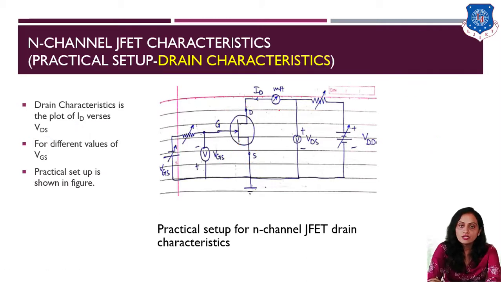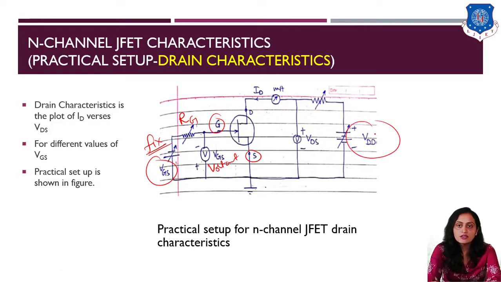What are we doing over here? From gate to source, we are applying VGS, and we will fix this VGS first, and we'll keep this VGS constant, and we have connected this resistor for controlling the current, and VGS is measured by this voltmeter. This is a voltmeter, and this is the drain terminal. To the drain terminal we have connected VDD, that is a battery which is providing the biasing, and it is such that the VDS will be positive, and I have connected the voltmeter over here to measure the VDS.